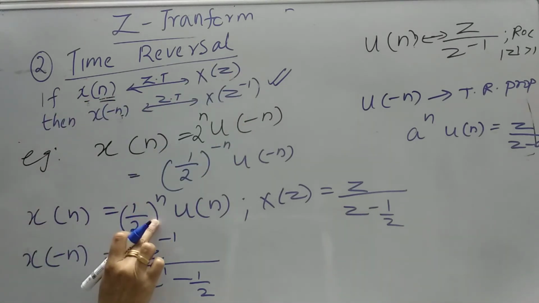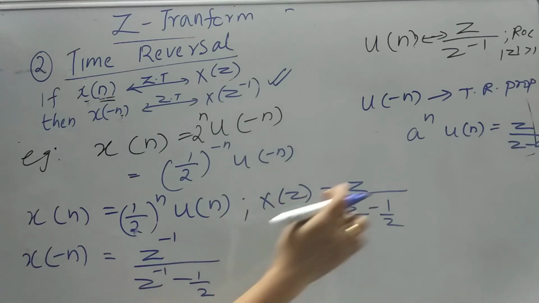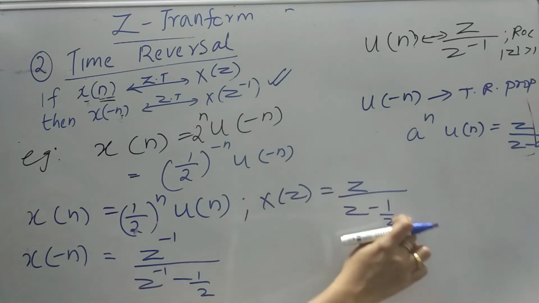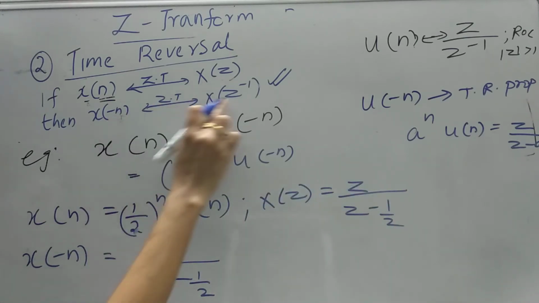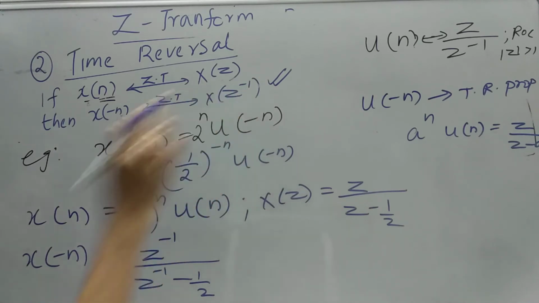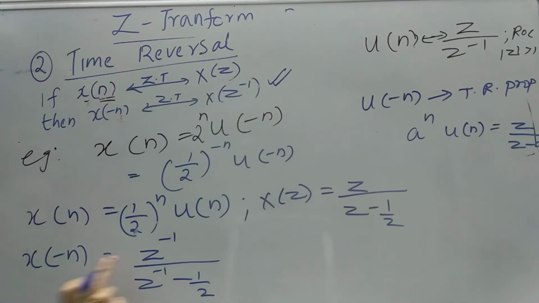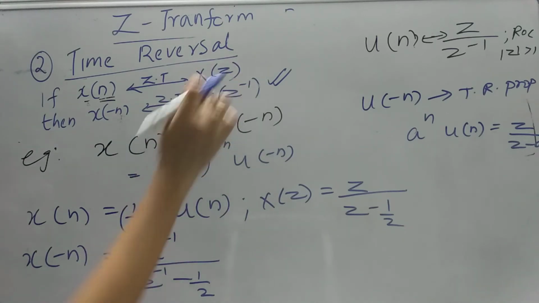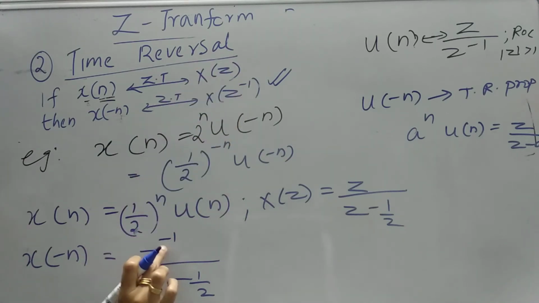That is a raised to n into u of n, which is z by z minus 1 by 2. X of n should be equal to the z transform, power is x of z raised to minus 1. So x of minus n is, wherever you had z, you are going to put z raised to minus 1. That gives 1 by z inverse minus a, or 1 by 2. Now if you want, you can solve it.